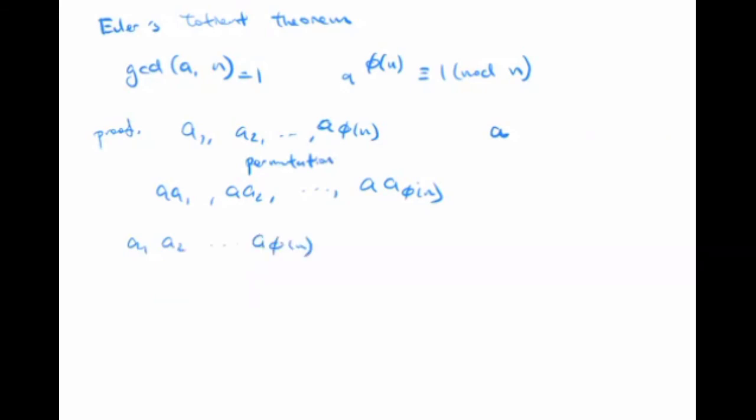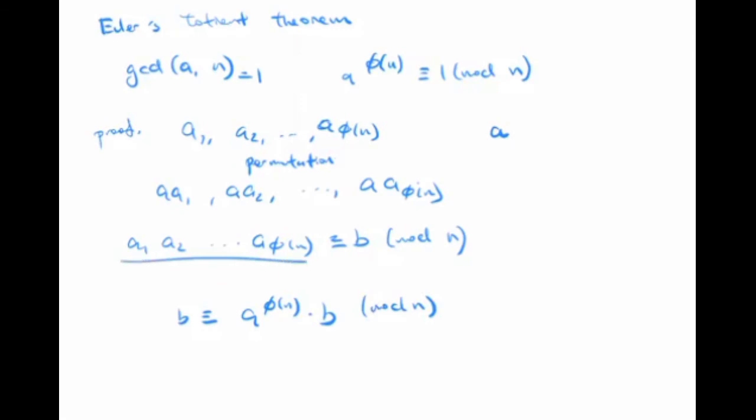We can define this product as B. Then B is congruent to this product, which is A to the totient of N times B. And since we know these numbers are relatively prime to N, B is relatively prime to N, so we can multiply by the inverse of B. So A to the totient is congruent to 1 mod N. Does anyone have questions?